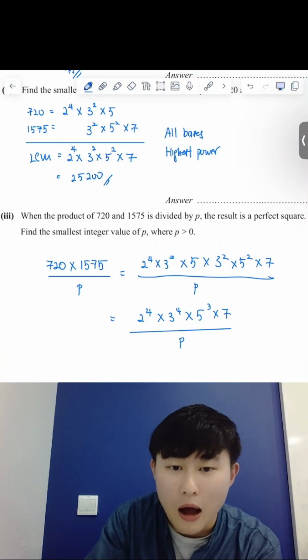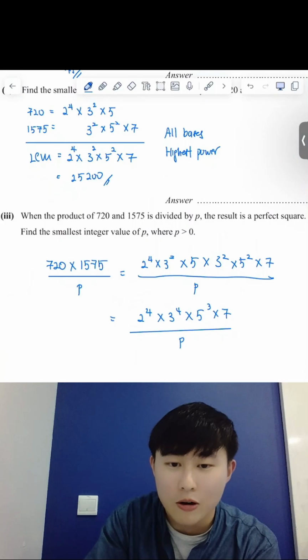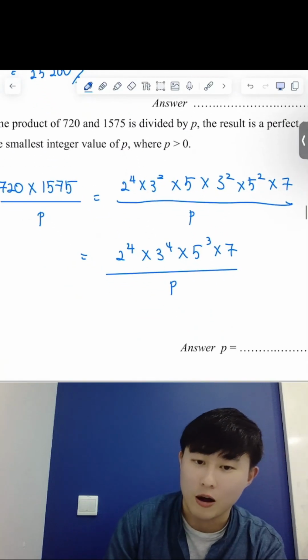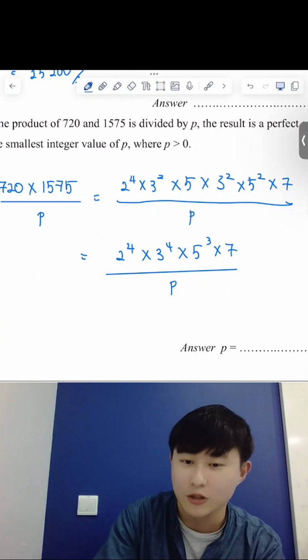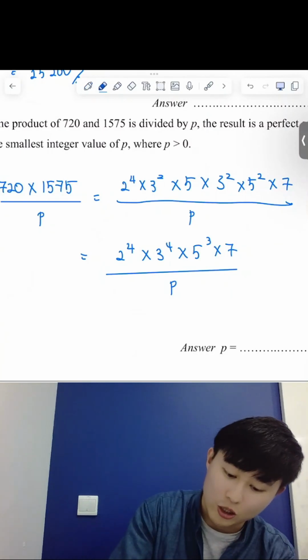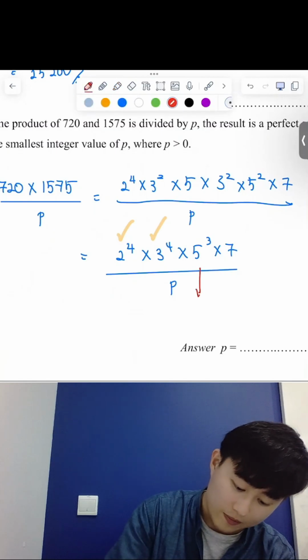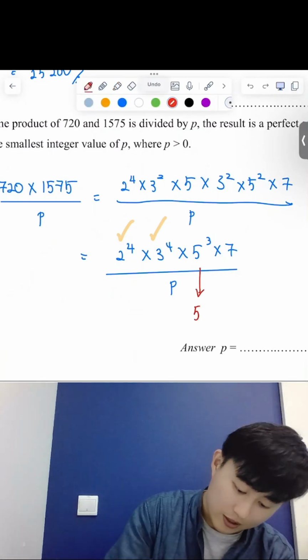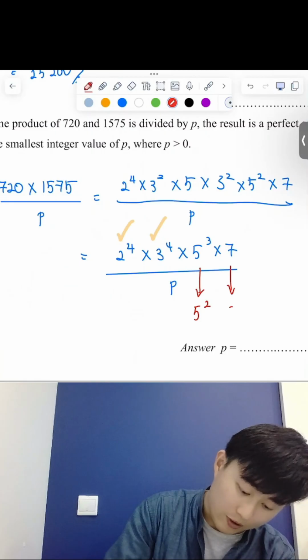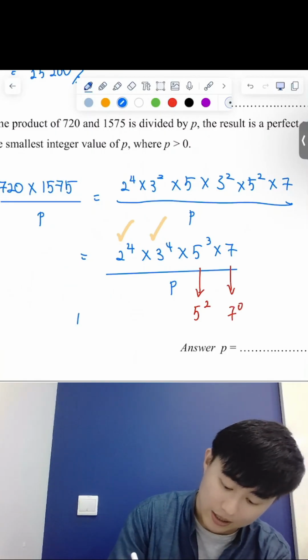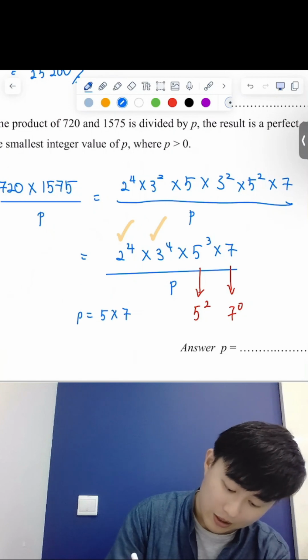Make the power closest to a multiple of 2. Basically you want it to be a multiple of 2. So actually what I'm looking for is this. This is done, this is done. I'm looking for the power of 2, and then I'm looking for 7 to the power of 0. Yes, very good. So the final answer here is actually just p is equal to 5 times 7, which is equal to 35.